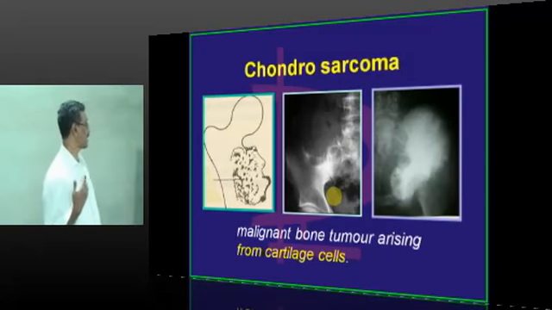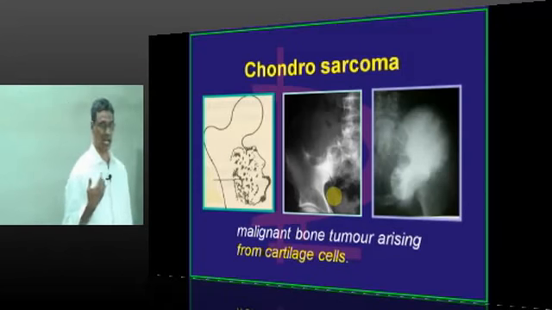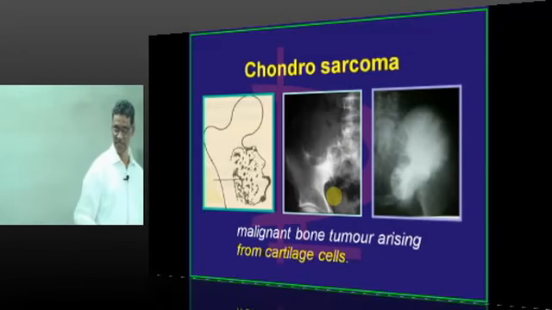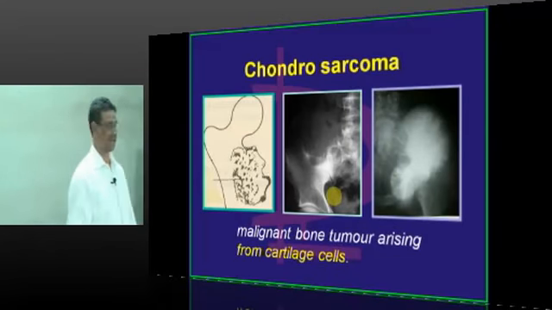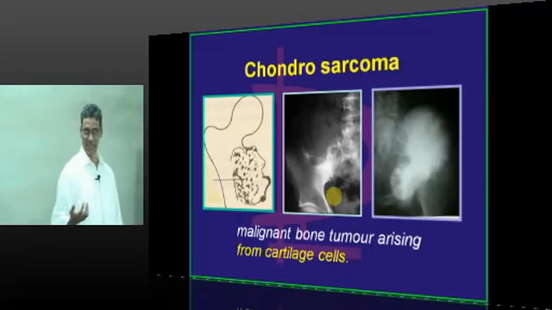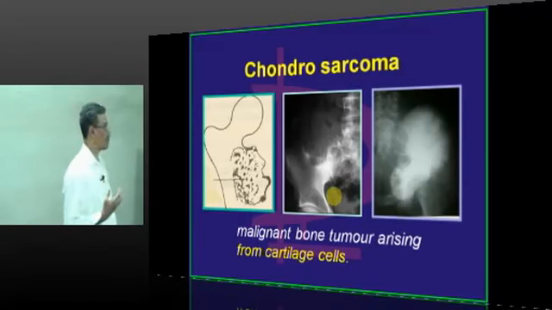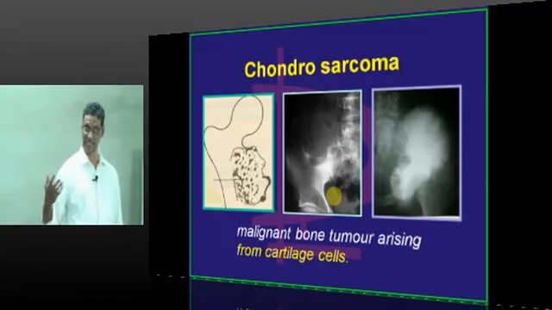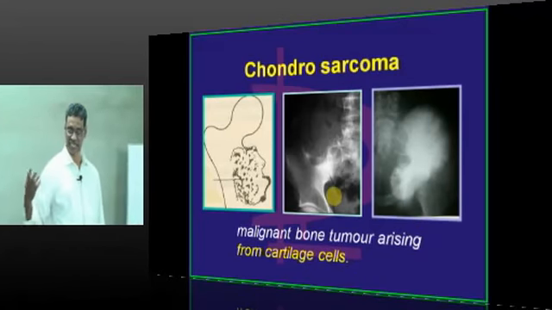The important character of this one is that it occurs not only in the long bones but more in the flat bones. Mostly in the flat bones, and the appearance is cauliflower-like, and the tumor may not be visible completely until it is calcified. Unless it is calcified, it may not be visible completely.